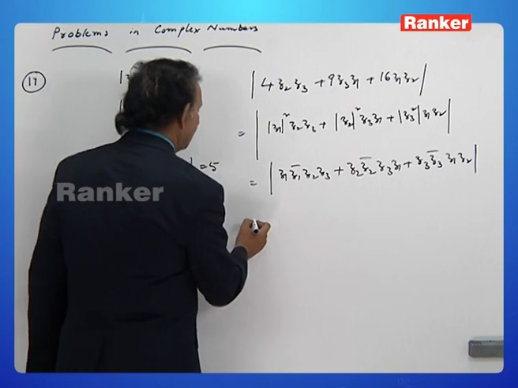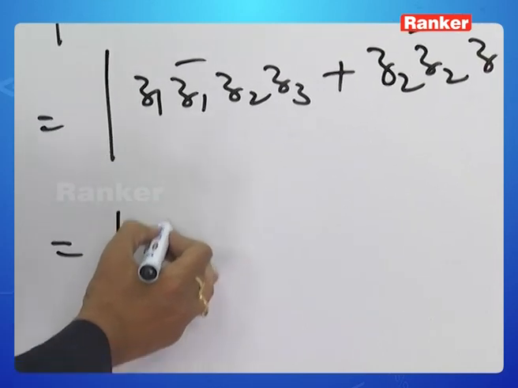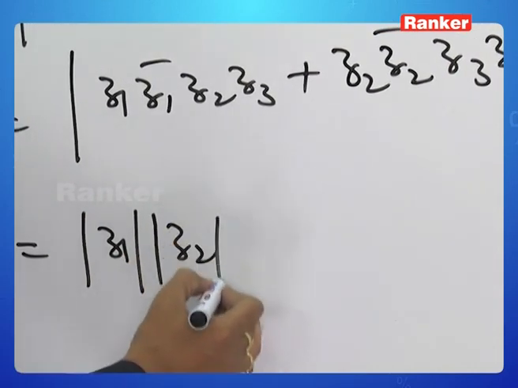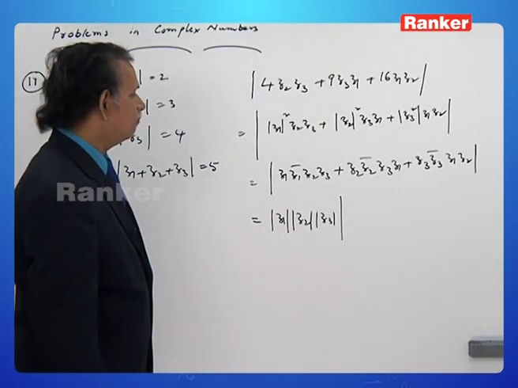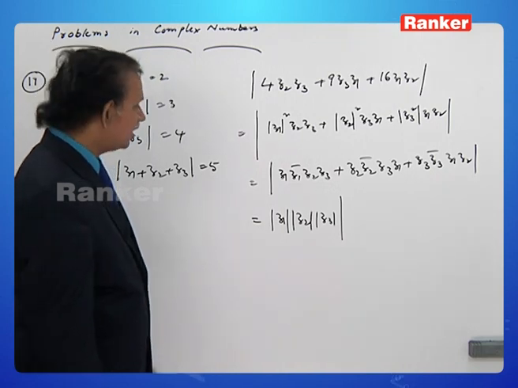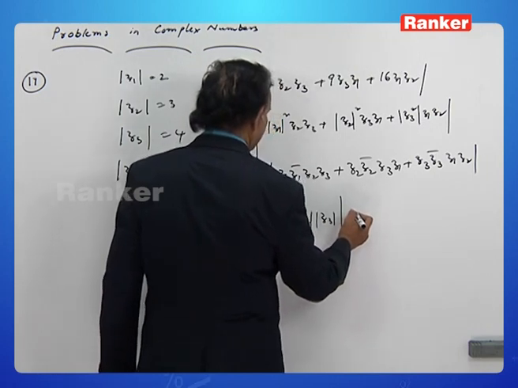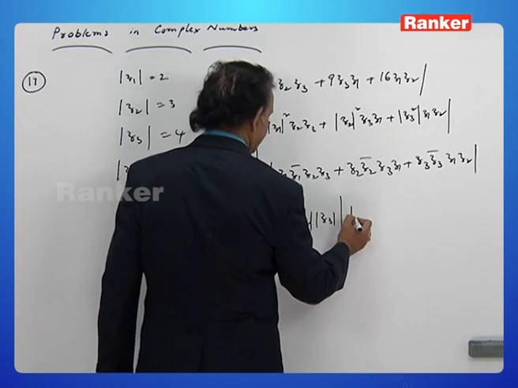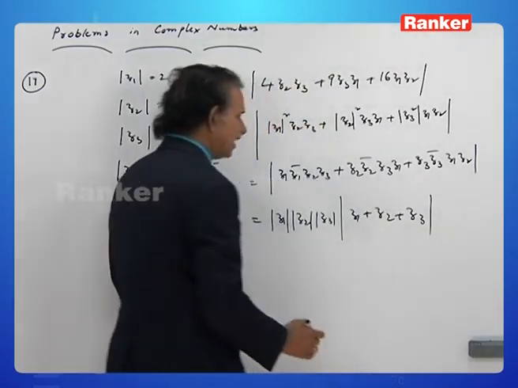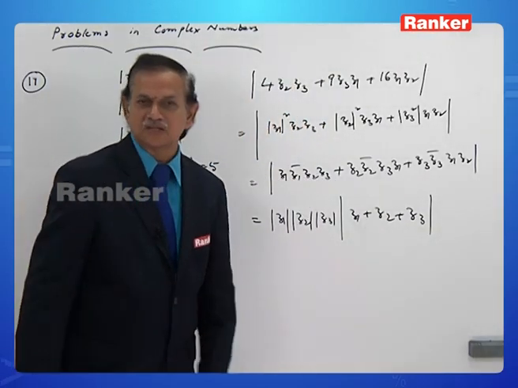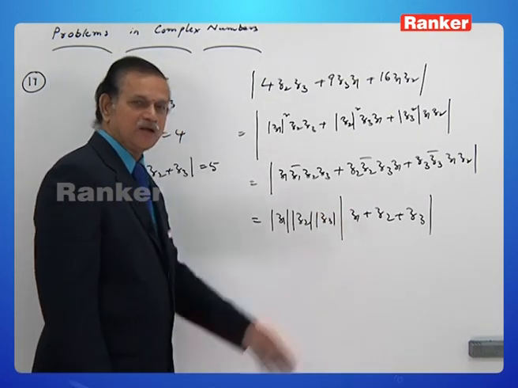Now, from this lengthier expression, I like to get |Z1|, |Z2|, |Z3| out. What happens? |Z1|, |Z2|, |Z3| out, so that it is |Z1||Z2||Z3| times |Z1 + Z2 + Z3|. You can easily observe, so that we know the value of every piece here present on the right hand side.